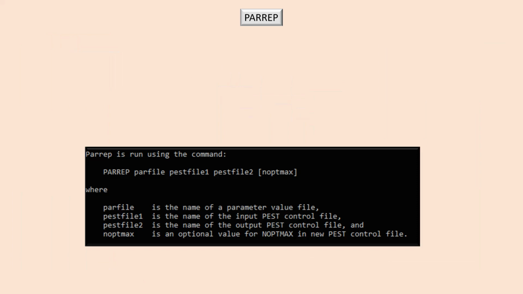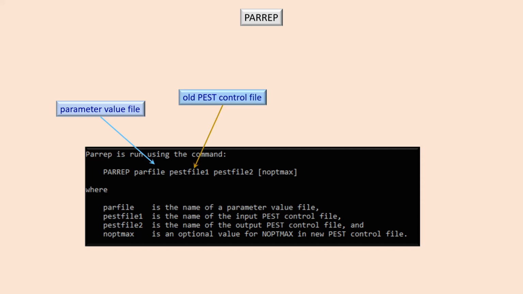Like any other or most other PEST utilities, you can see how it works simply by typing its name at the command prompt, and then next time you run it you can give it the information it needs through the command line. Parap is easy to run. It requires the name of the parameter value file that you want to get parameters out of, the name of the old PEST control file, and the name of the new PEST control file that you want to write, which now embodies optimized parameter values.